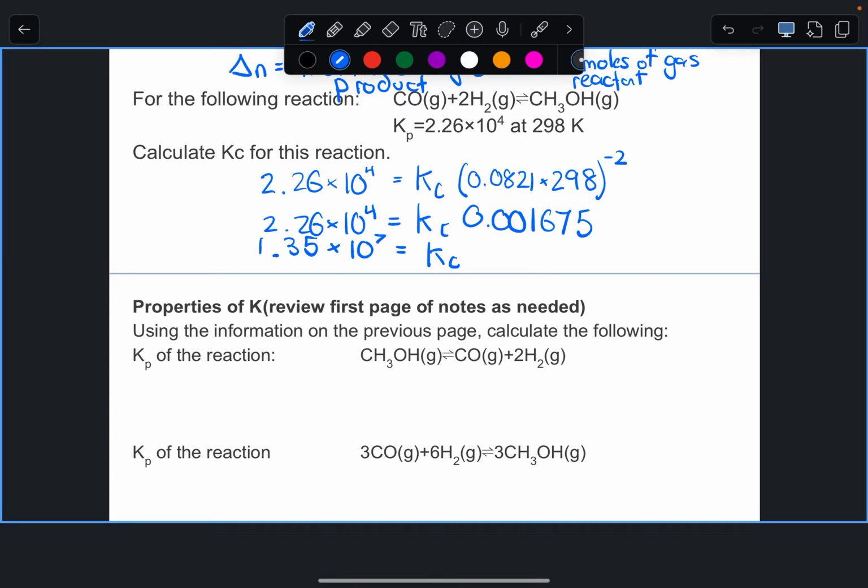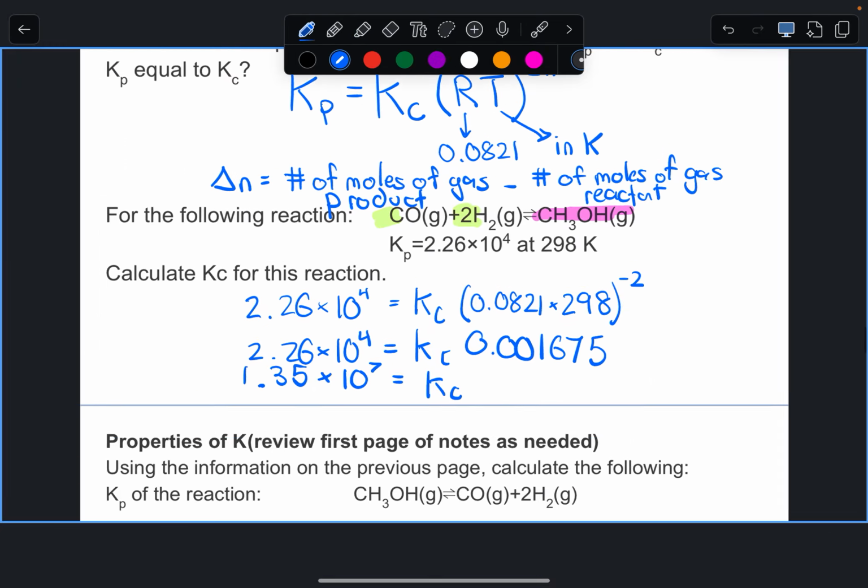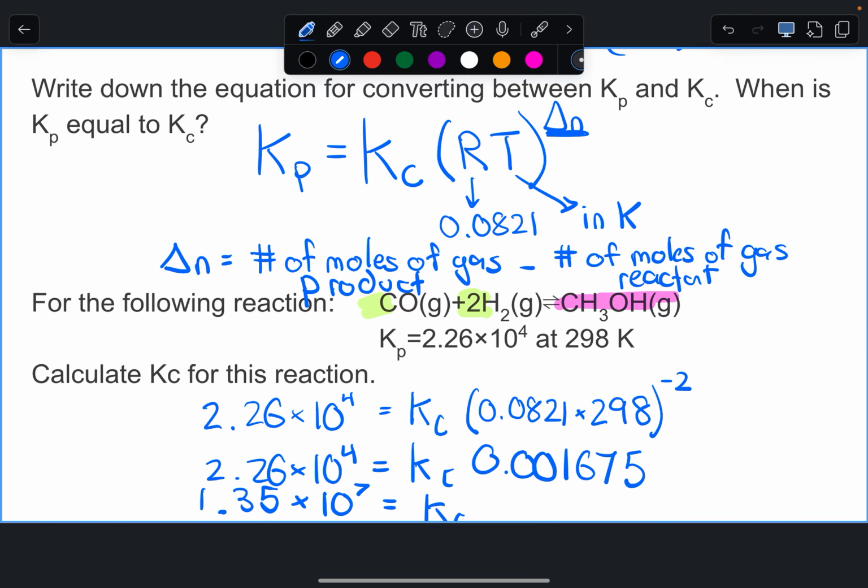For calculating Kc, how did you know that it was raised to the -2? Yeah. So there's 1 mole of gas on this side, right? And there's 1, 2, 3 on that side. So the equation is delta n. What that means is do the number on the product side, so 1 in this case, minus the number on the reactant side, so 3. So that would be equal to -2.